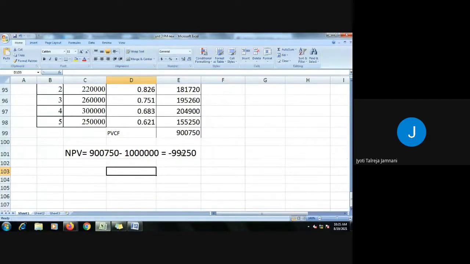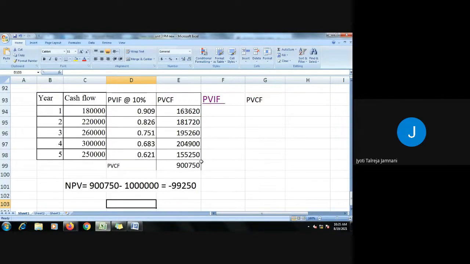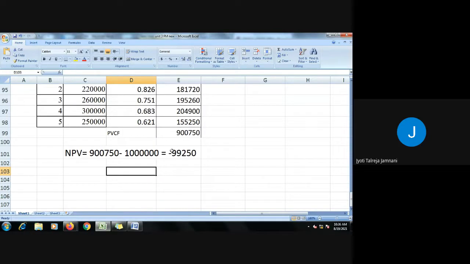Look at the NPV at your base rate. If it is positive, the next rate should be the base rate plus something. If here there is a minus sign, then I have to do 10 minus something. That means the next rate should be lesser than 10%. So it can be 5%, 6%, 4%, 8%, any rate. Now here see the amount again. The amount is almost a lakh rupees. 99,250 means almost close to 1 lakh.